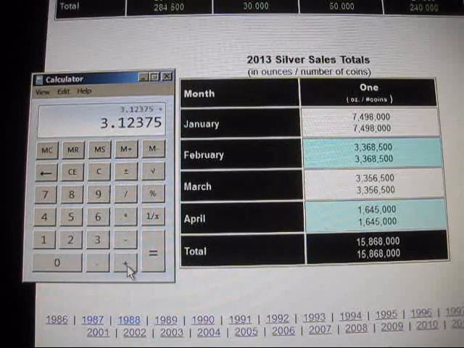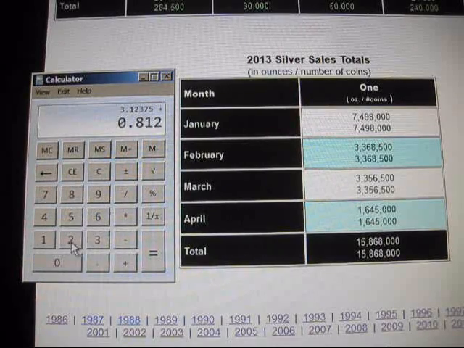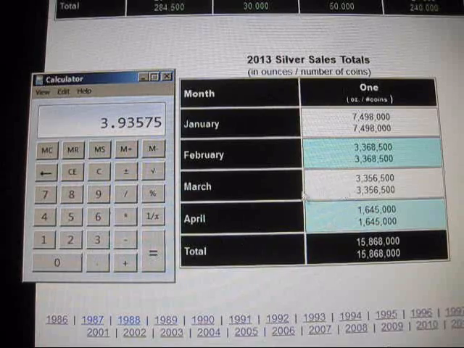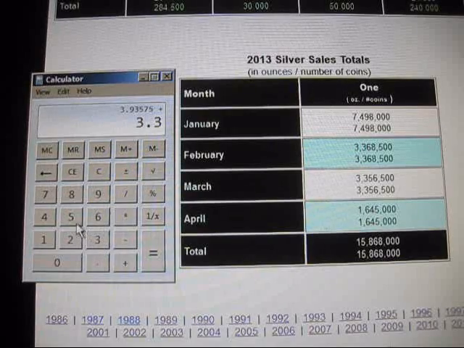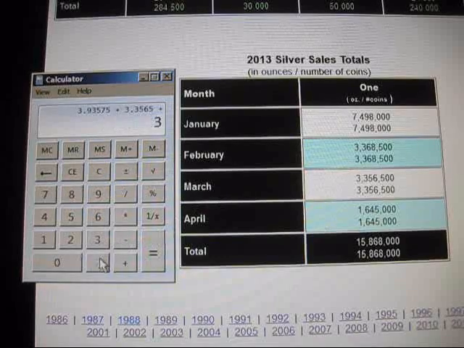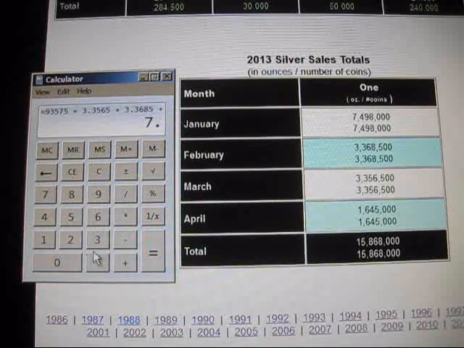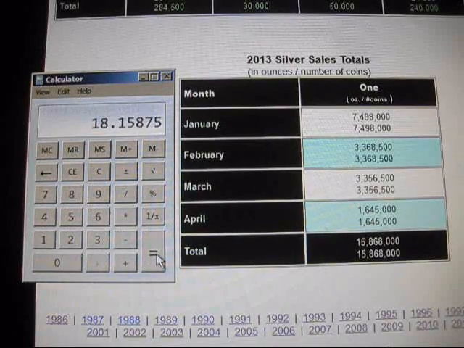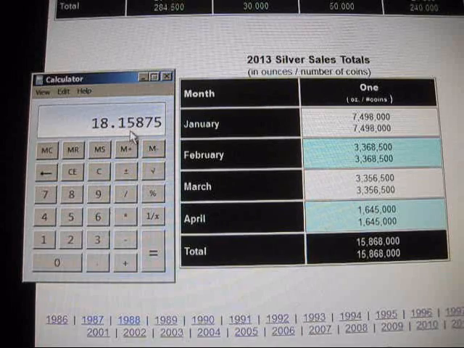Add that 3.12 to the phantom 812,000 for March, and then we'll add March, so plus 3.3565 plus February 3.3685 plus January 7.498, and we get a projected total from January through April of 2013 of 18.16 million Silver Eagles sold.